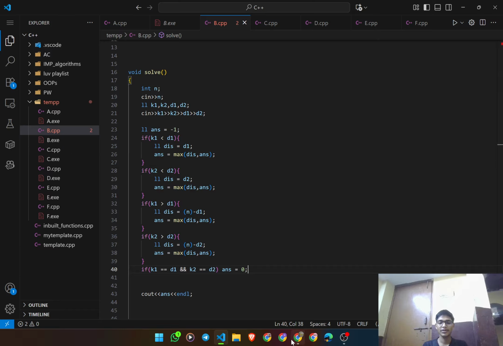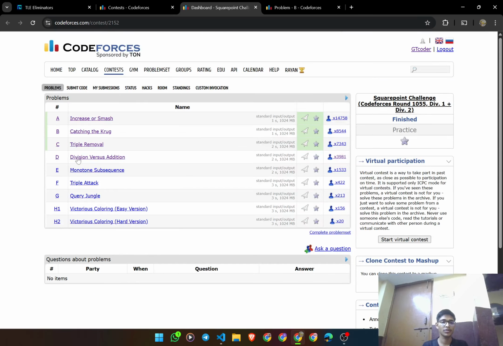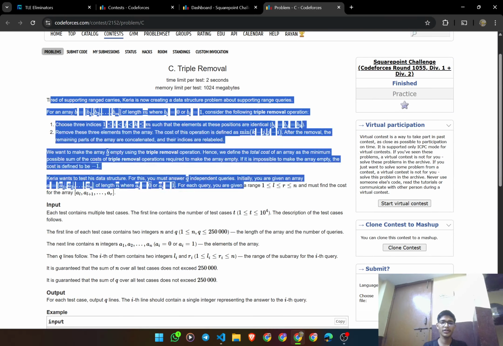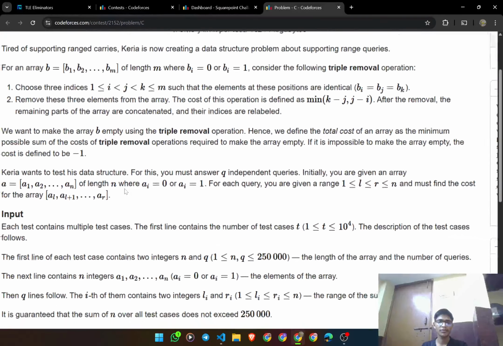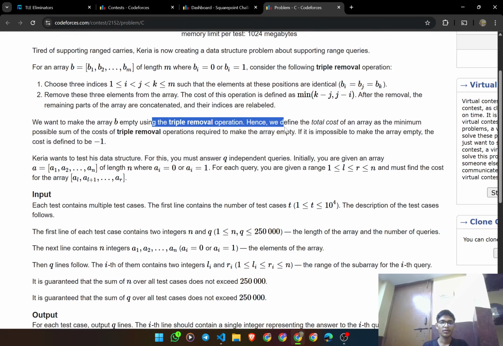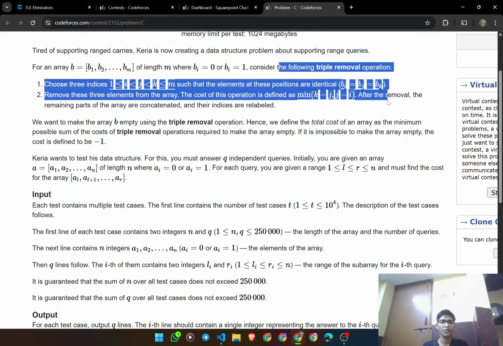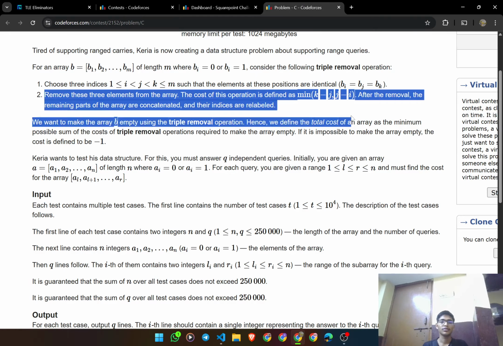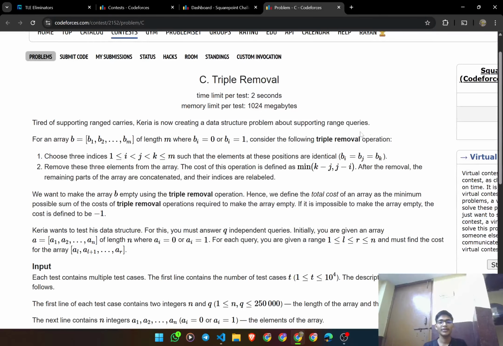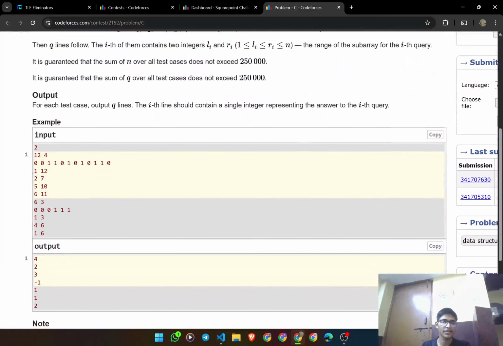Okay, let's see the third question. Our third question is Triple Removal. It is somewhat nearly a 1500 rated problem. Yes, this is the triple removal problem.